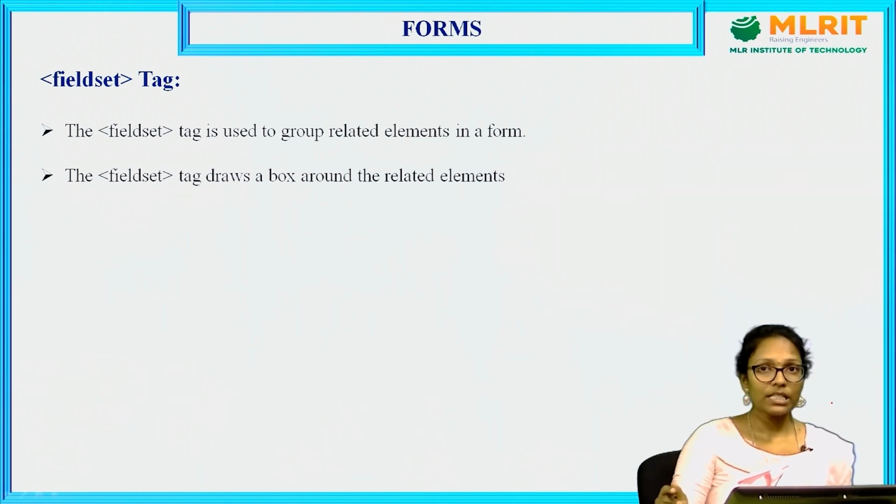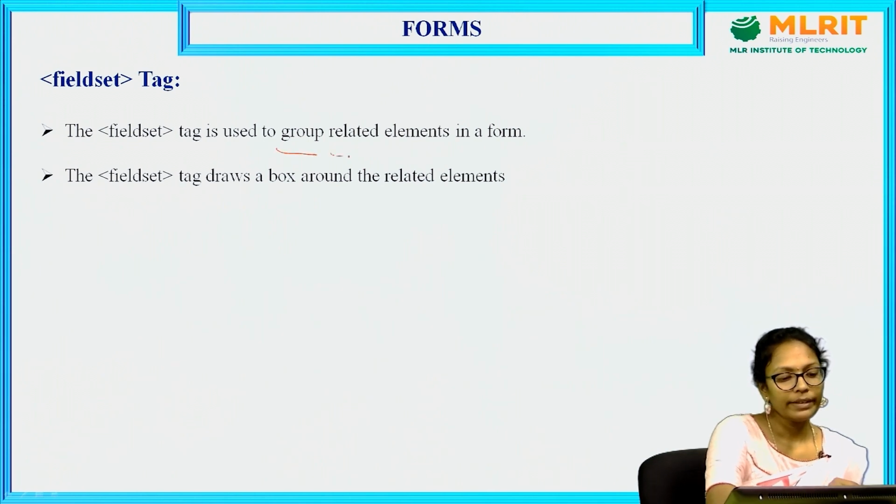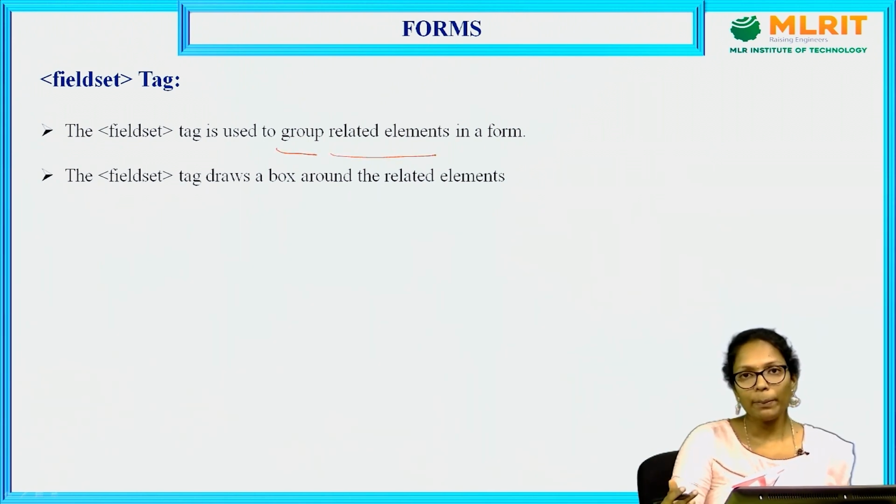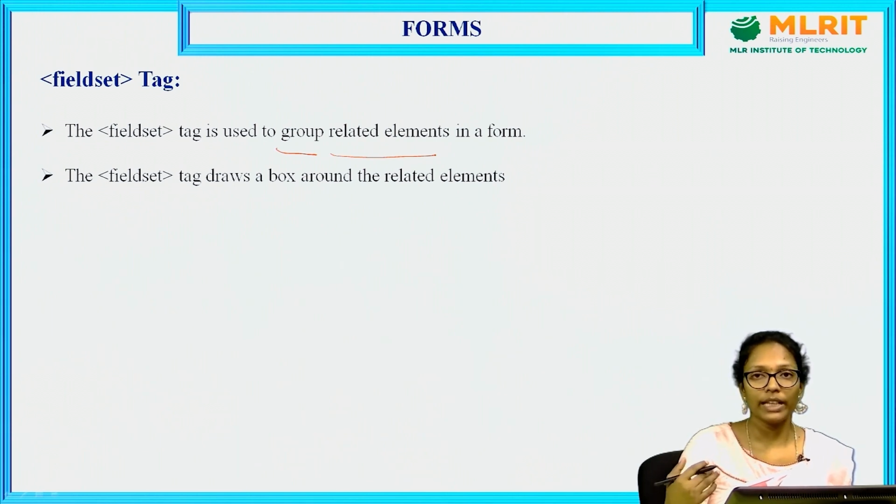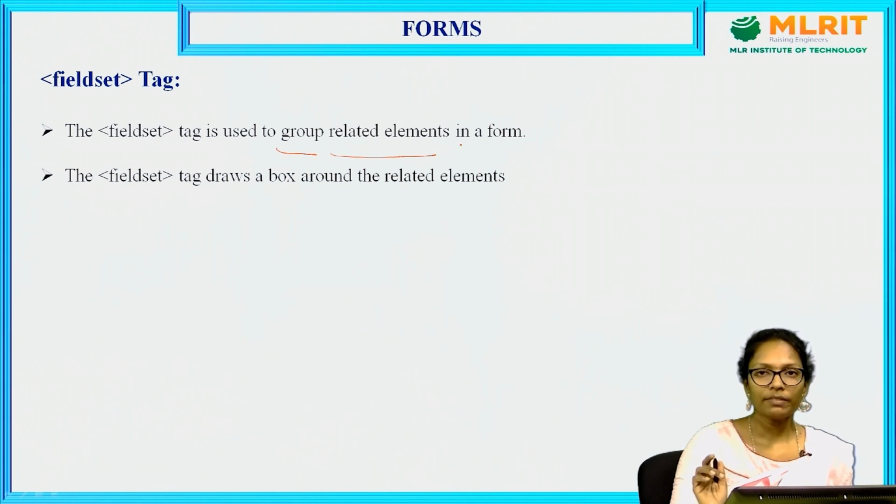So the next tag is the fieldset tag. The fieldset tag is used to group the related elements. In my application form, I'll fill the personal details, the educational details, the experience details, all those details. But you need to differentiate them, you need to group them for better understanding. So you can use the fieldset tag.